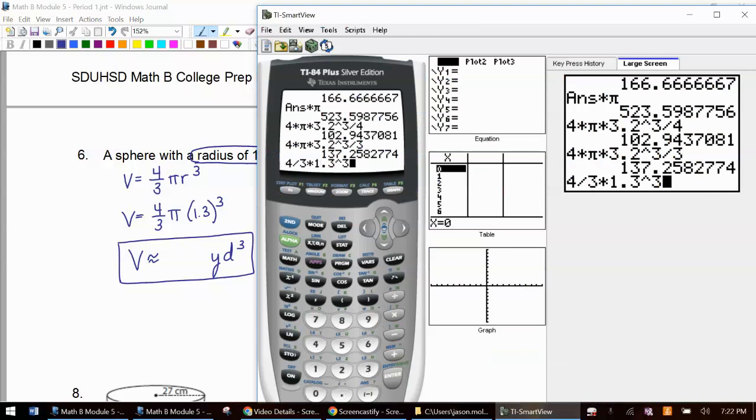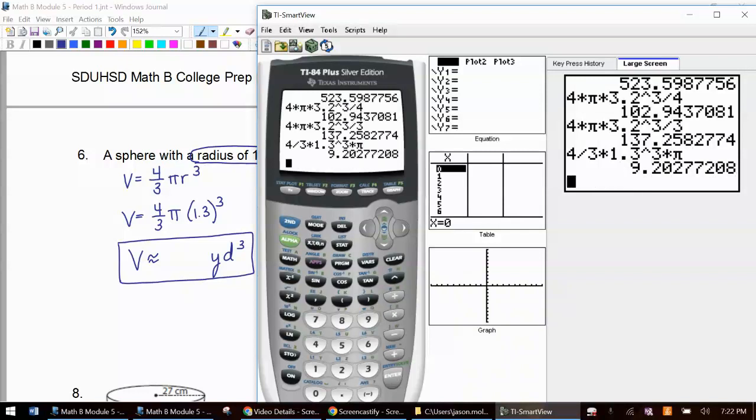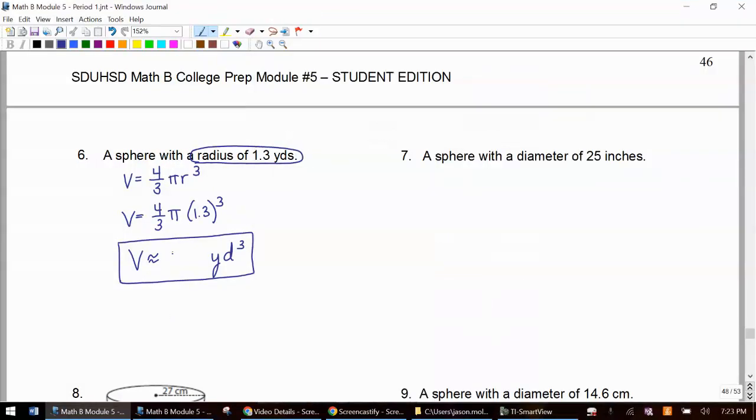There's that little rooftop caret button. 4/3. Watch out for that. Last time I did 4/4. And then also times pi. Round to the nearest tenth is 9.2. That 0 is going to cause that 2 to stay. 9.2.